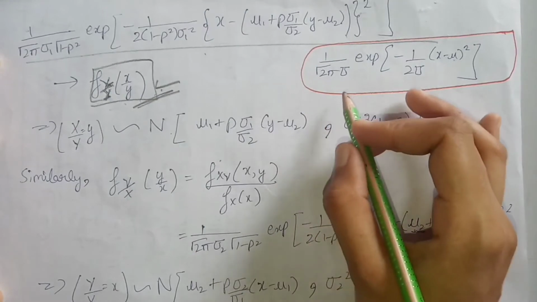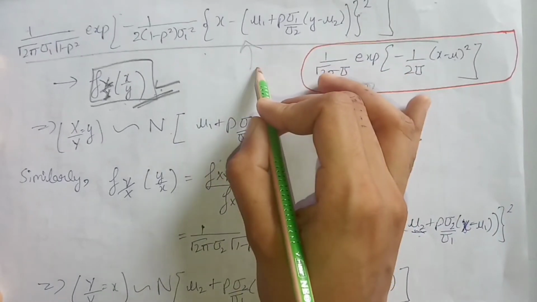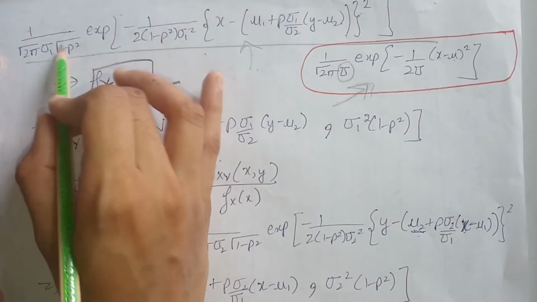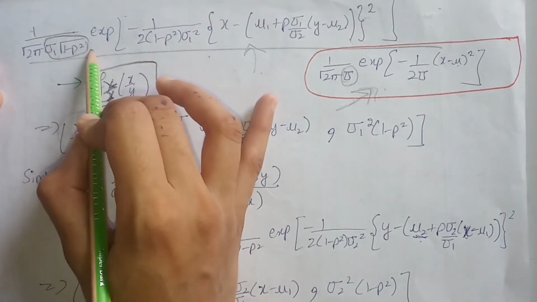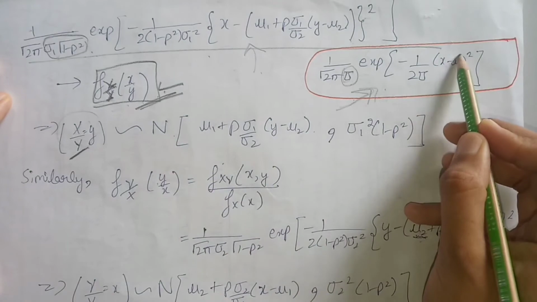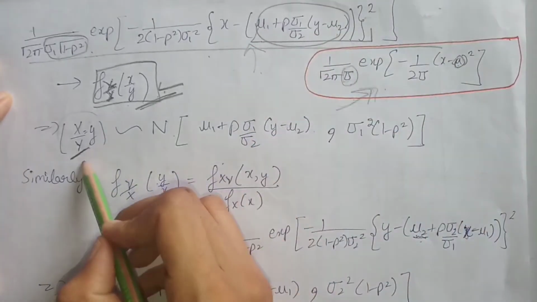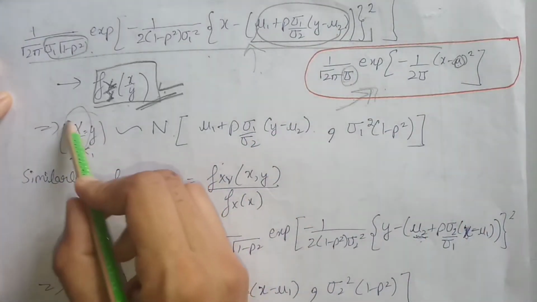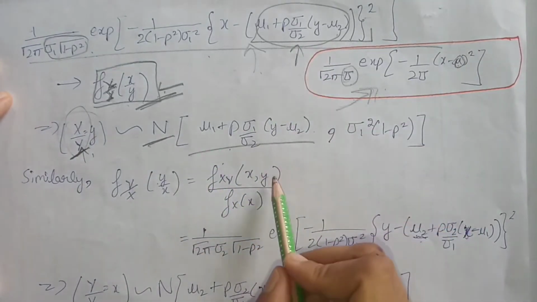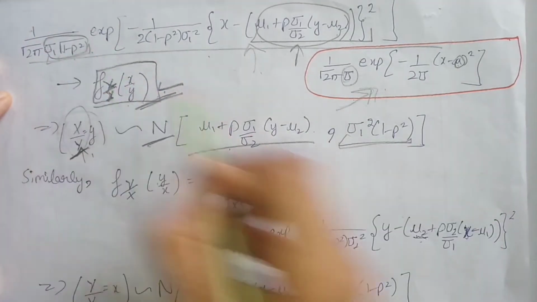Now we know that the PDF of the normal distribution is this. By comparing this PDF with this PDF, we come to know that in place of sigma, here we have sigma 1 under root 1 minus rho square. That means it is the standard deviation for this variate. Also we can see that in place of mu, here we have this term. That means this is the mean of this variate. That means this variate belongs to normal distribution with the mean this one, and with the standard deviation this, that means the variance this one, where variance is the square of the standard deviation.